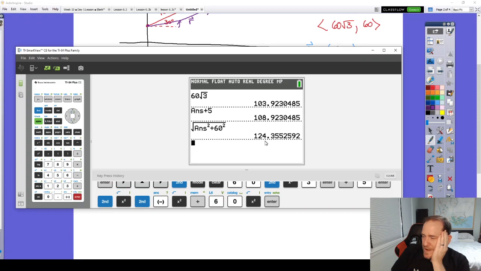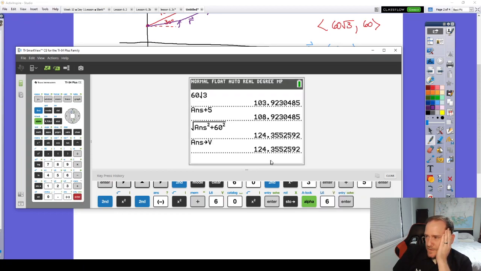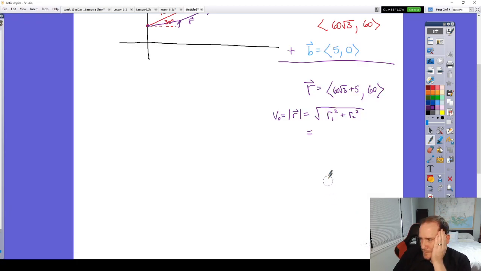So there's our new magnitude, 124.355. I'm going to store that as v for my initial velocity. You guys know I'm just mad about storing things in my calculator. So bam, it's stored, and now I can't lose it. 124.355. What is this, feet per second?